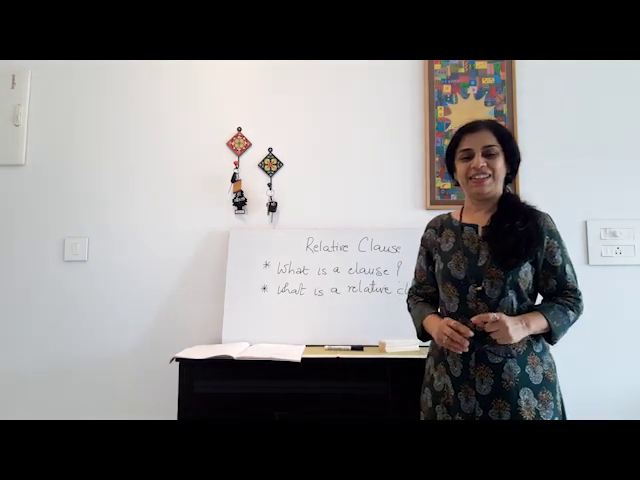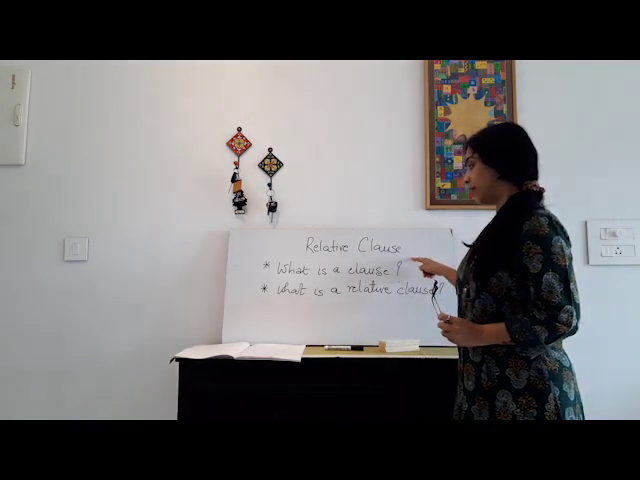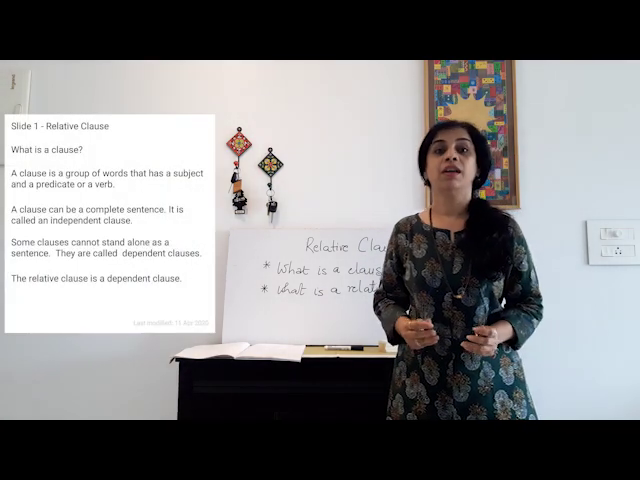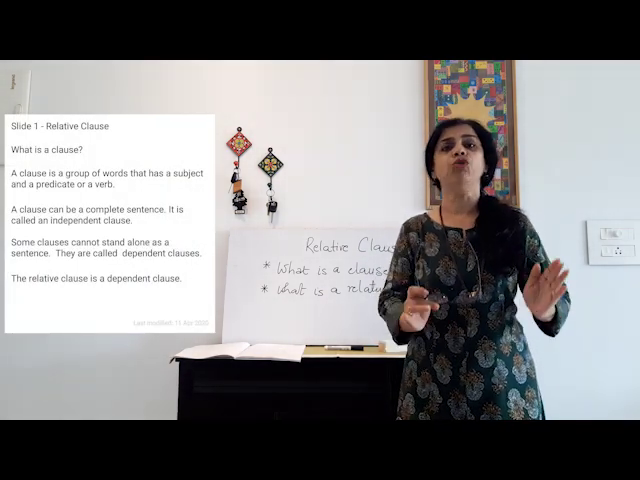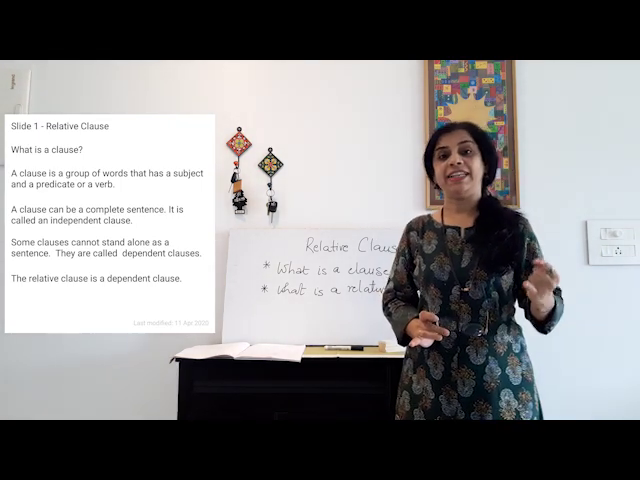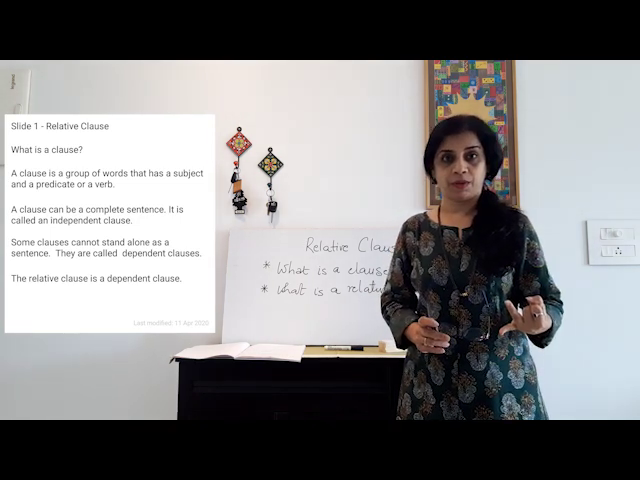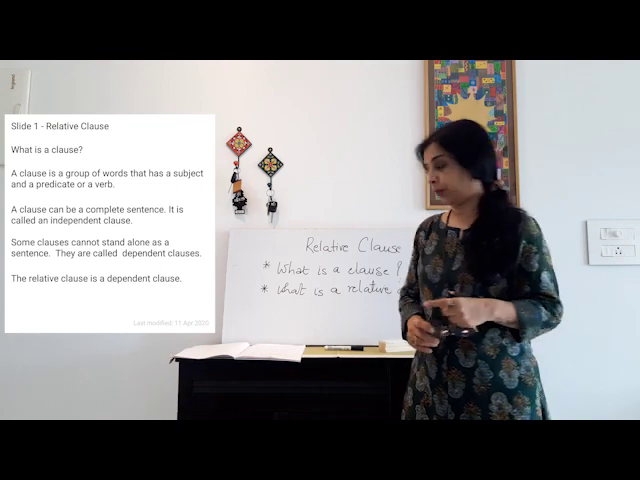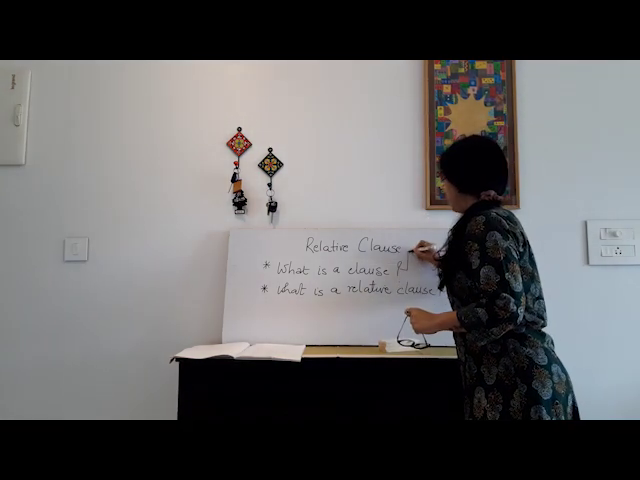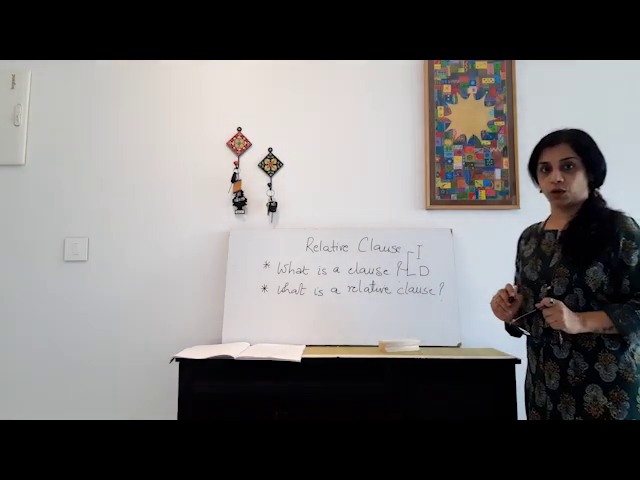Okay, so what is a relative clause? Before that, I am sure you would like to know what is a clause. A clause is nothing but a group of words, okay, which has a subject and a predicate, or a subject and a verb. There are two types of clauses, okay. You have an independent clause and you have a dependent clause.